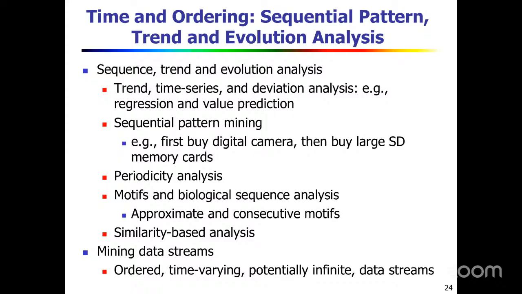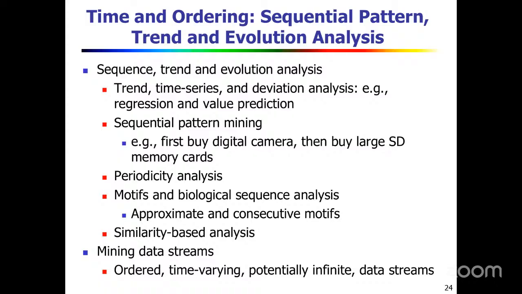Next one, time and ordering, sequential pattern and trend. And what do you mean by evolution analysis? So we can say sequence, trend, or evolution analysis. Trend means, generally we use the word trend in our day-to-day life. Trend means what is happening, the current trend. When it comes to fashion, we always follow the trend. What is the current trend?